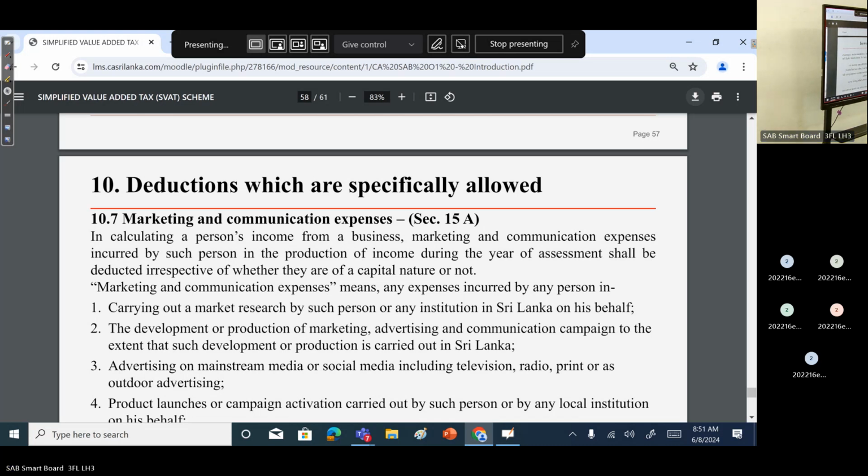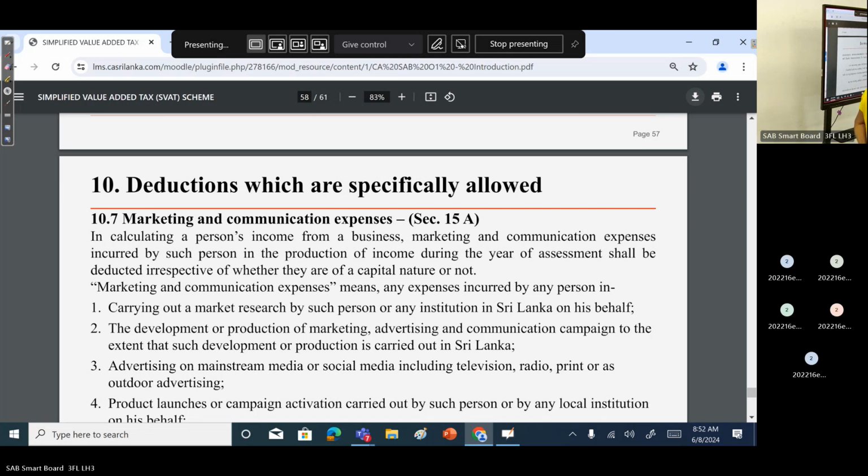from that particular expenditure. So then again, the question is whether it comes under capital nature, or whether it can be deducted under section 11, the main deduction, incurred in the production of income. So say we do advertisement, nothing has come. Right? Irrespective of that, it says again, in calculating the income from a business, marketing and communication expenses incurred by such person in the production of income during the year of assessment shall be deducted irrespective of whether they are of a capital nature or not. Again, these types of expenditure can be deducted.